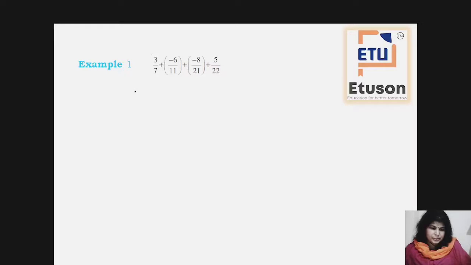So how are we going to do it? Instead of taking it in this order, we will use the commutative law first, and we will write it in this form, because we know using the commutative property your value is not going to change if you change the order of it, correct or not? So you can write it like this.